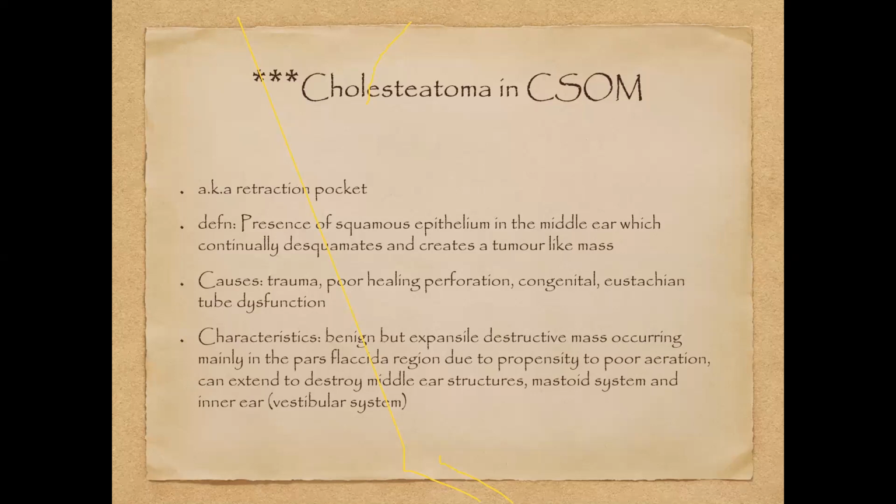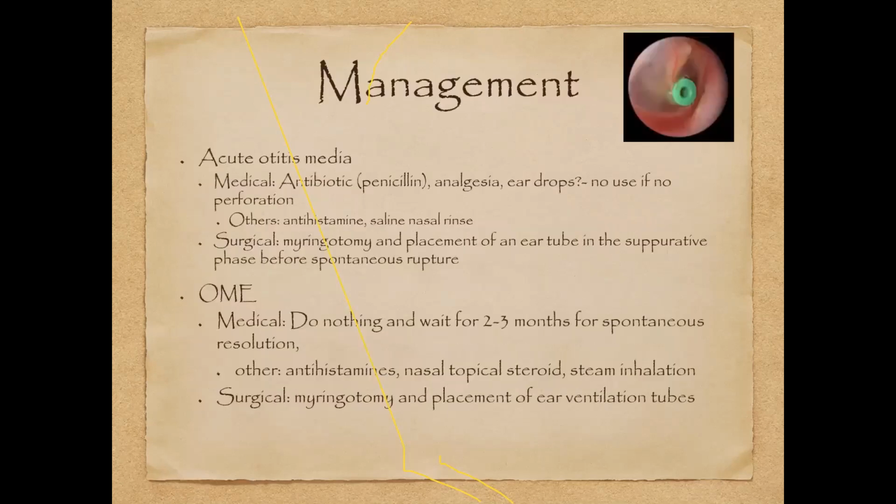So it's usually benign, but it's an expansile destructive mass occurring mainly in the pars flaccida region due to propensity to poor aeration. As we say, the Eustachian tube is compromised and then you have poor aeration, it can extend and destroy the middle ear structures. As we said, it's osteolytic, it's bone eating, and it can affect the mastoid system and the inner ear, which is also the vestibular system.